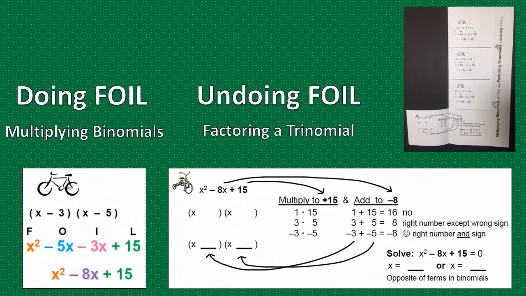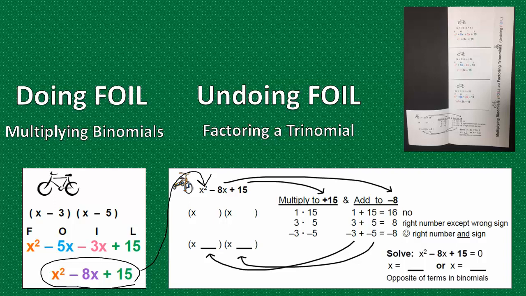For our final example, look at the left and notice that we have x minus 3 times x minus 5. That's a binomial times a binomial. We used FOIL and we combined the two like terms in the middle, and we ended up with x squared minus 8x plus 15. We did this problem earlier in the video. Now we are going to take this trinomial answer and we're going to undo FOIL so that we can factor this trinomial back into the original two binomials that were multiplied together.